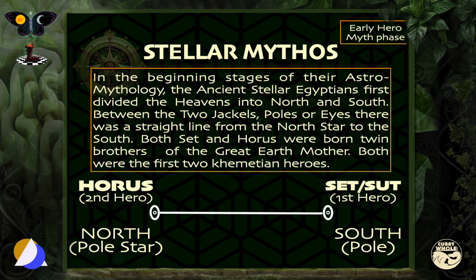But Set and Horus, they were born brothers. They were born twins of the great Mother Earth. So both were the first two Cometian heroes, okay? But just also keep in mind that Set was the firstborn, okay? And Set was associated with black or darkness, which came first, okay? And this is very crucial when understanding alchemy. We have to understand alchemy in this way, because darkness comes first, then comes light.